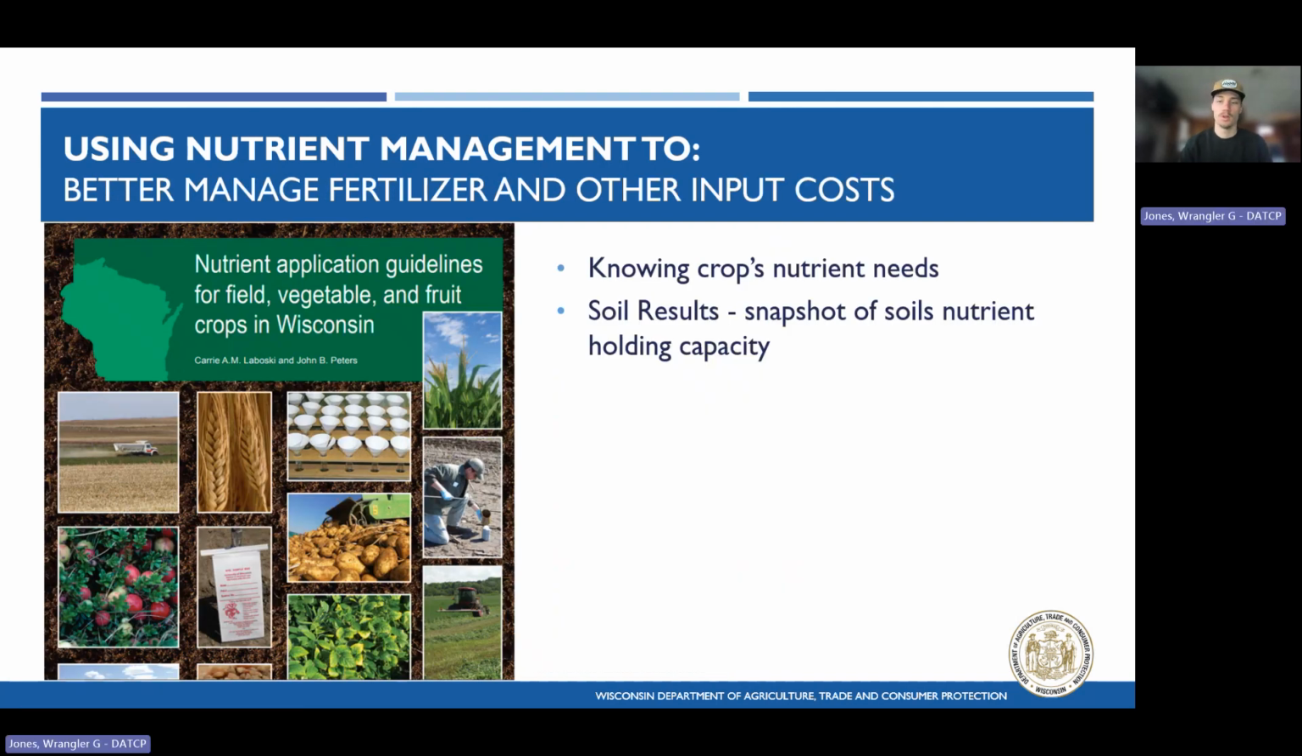It's important to know what the crops actually need for nutrients or fertilizer. By taking soil samples, they give us results or an overview of what the soil's nutrient holding capacity is and what nutrients are actually available to your crops. It's the basis of our fertilizer recommendation, so a very important part.